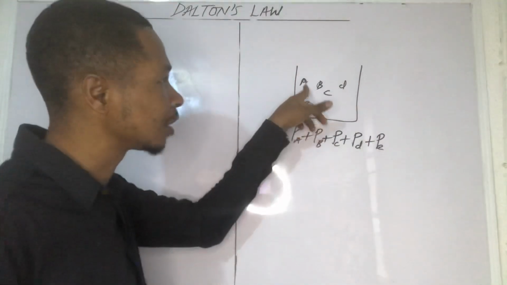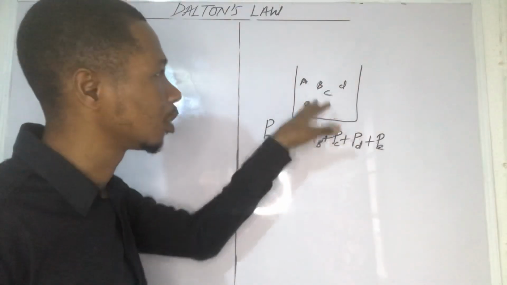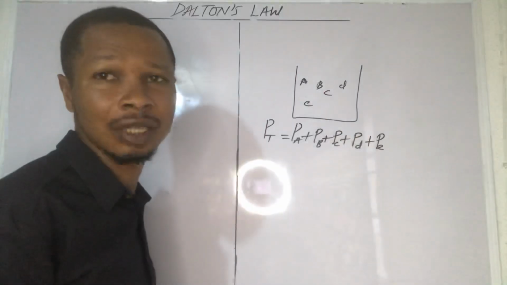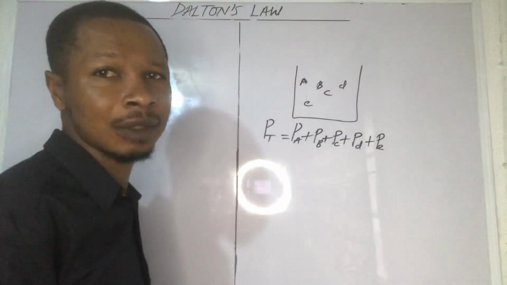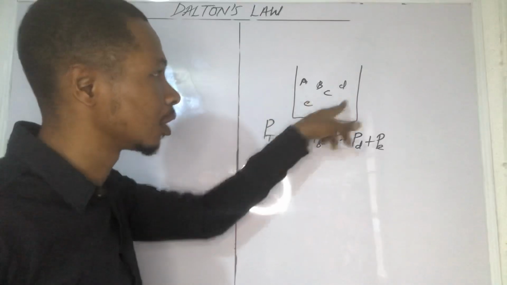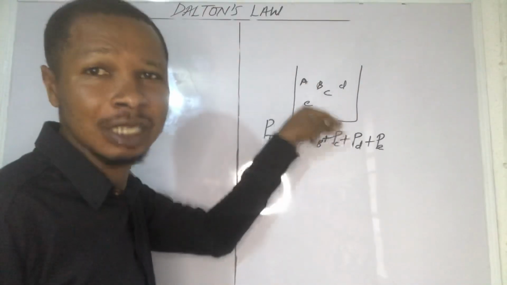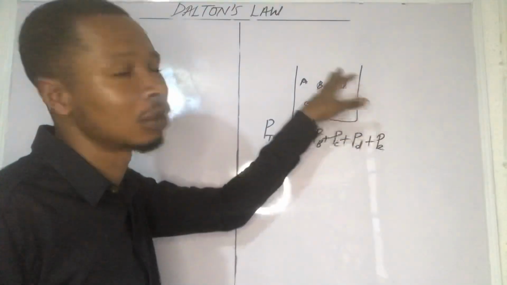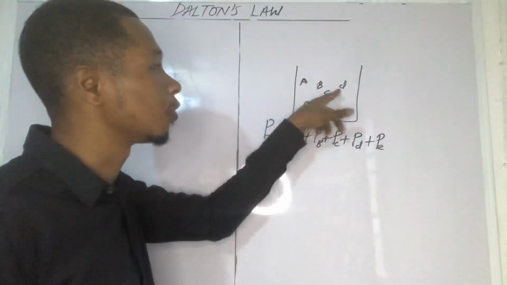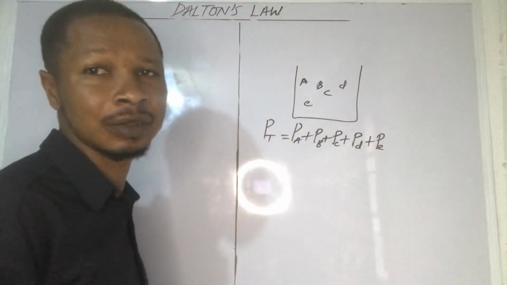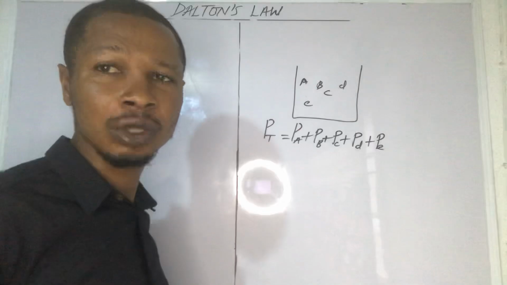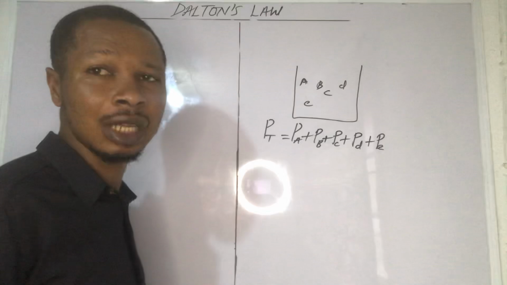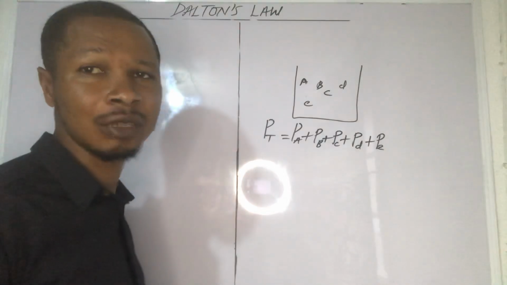That means this gas A will exert a pressure on this container as if it's the only one in this container. Each gas will exert a pressure as if it alone is left in the container. To get the total pressure, it will be the sum of the partial pressures of the constituent gases. One of the importance of Dalton's law of partial pressure is the correction of gases that are collected over water.